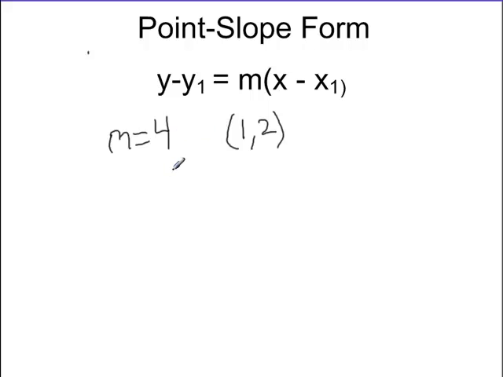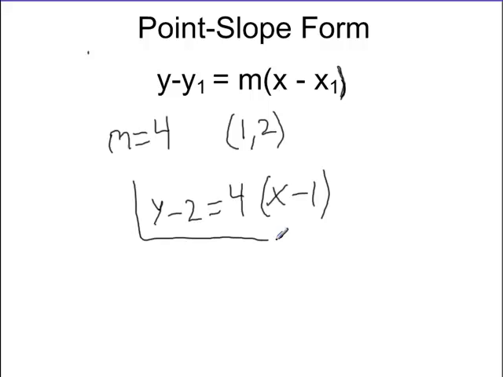We simply plug in y sub 1 for y, so it's going to be y minus 2 equals m, which is 4, times (x minus 1). This is supposed to be a big parentheses. And there you go, that's all you need. That is going to be your point-slope form. So anytime you're given a point and the slope, you can find the equation.